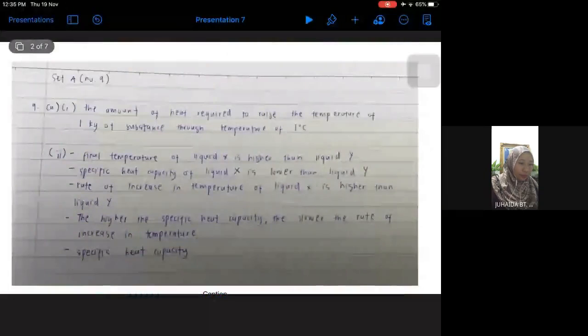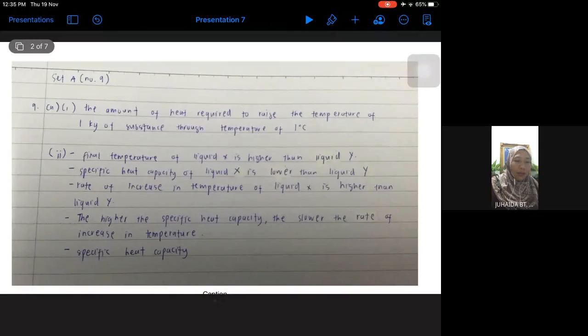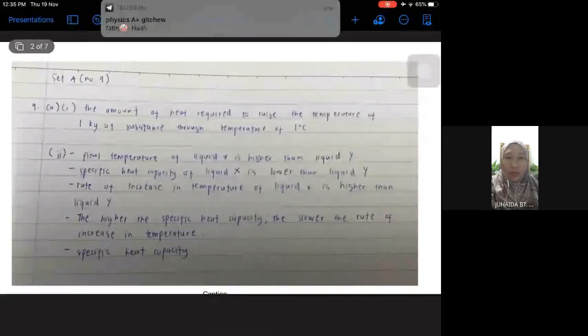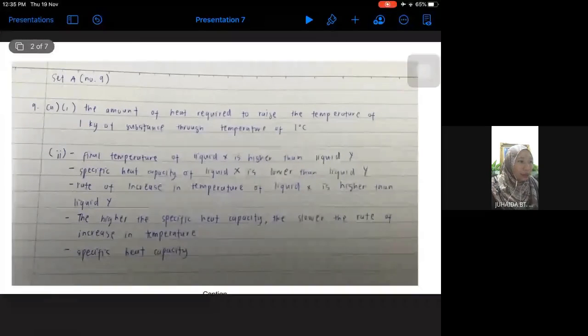Question 9A, the answer is: the amount of heat required to raise the temperature of 1 kg of substance by 1 degree Celsius. Okay, the question is what is the meaning of specific heat capacity? So, the answer is amount of heat required to raise the temperature of 1 kg of substance by 1 degree Celsius. So, correct. So, that is the specific heat capacity. Okay. Next question.